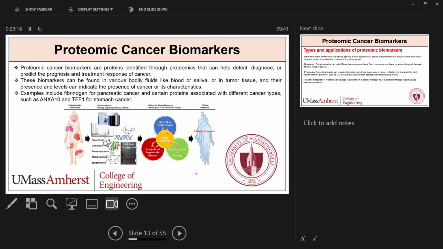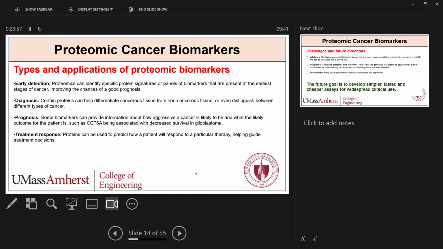Similarly, a cancer cell can secrete a different type of protein that is also associated with the cancer, and that also we can use for the diagnosis of that particular cancer. Examples include fibrinogen for pancreatic cancer, certain proteins. Yeah. So this is patient-derived data and omic analysis. Proteomics helped a lot to identify those particular proteins, analyzing the large set of data, utilizing innovative technologies, and finally moving to clinical research.